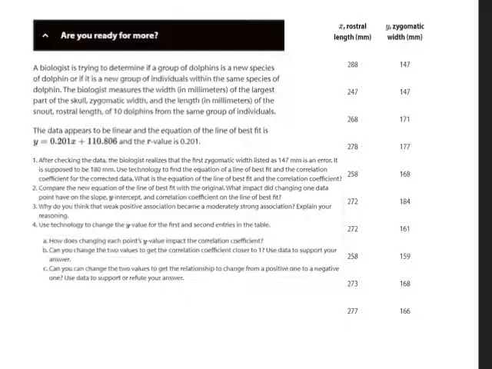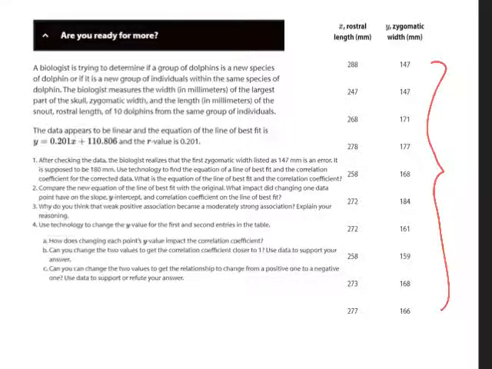All right, in this last example, you have a biologist trying to determine if a group of dolphins is a new species of dolphin or if it's a new group of individuals within the same species of dolphin. The biologist measures the width of the largest part of the skull, zygomatic width, and the length in millimeters of the snout, rostral length, of 10 dolphins from the same group of individuals. And here's the data over here. So you got 10 data points.